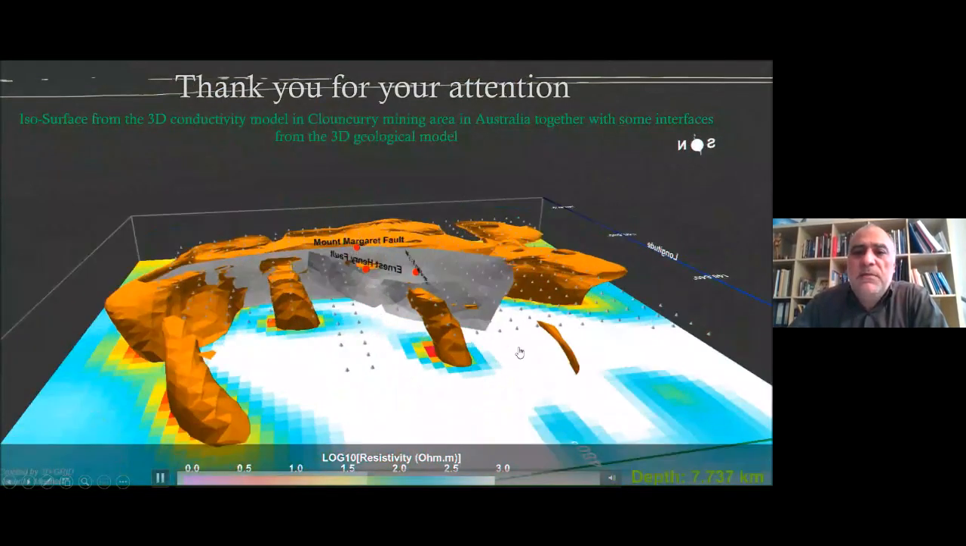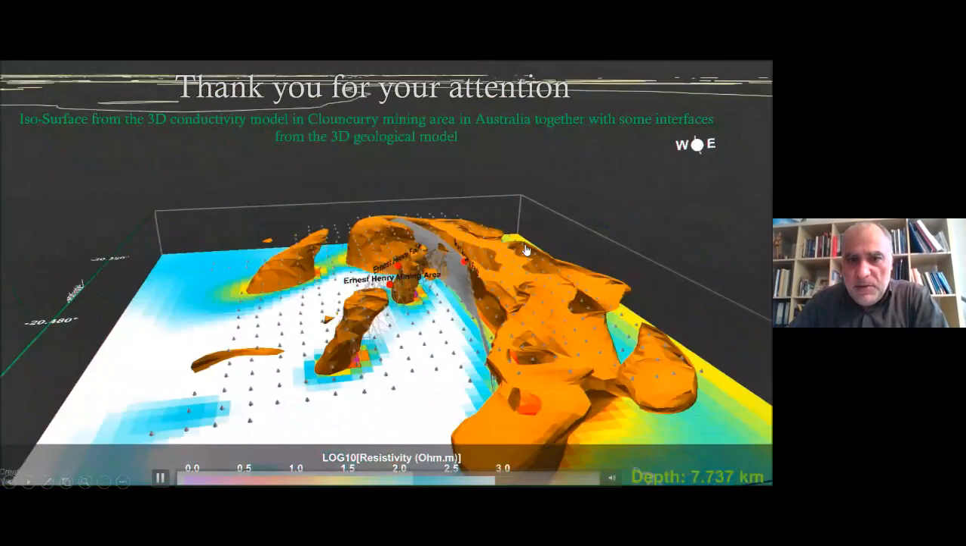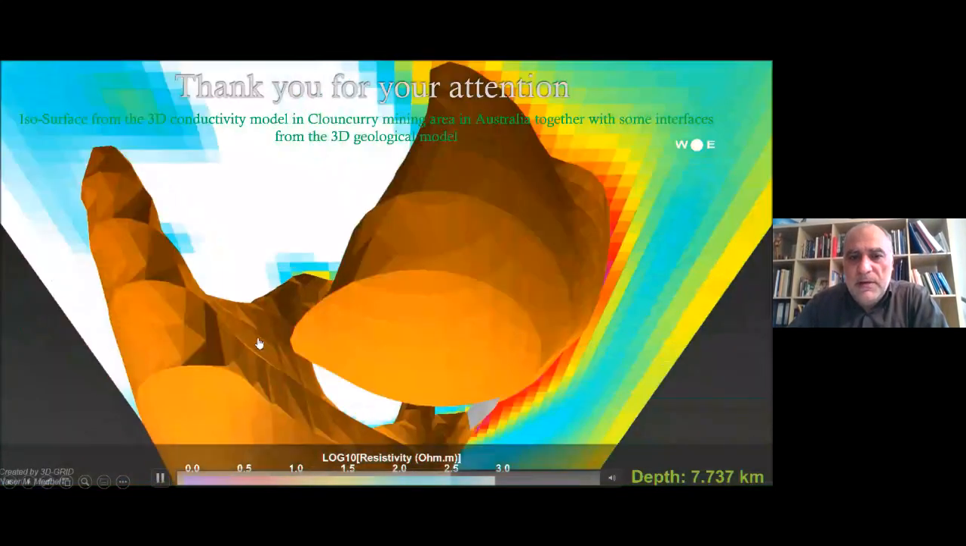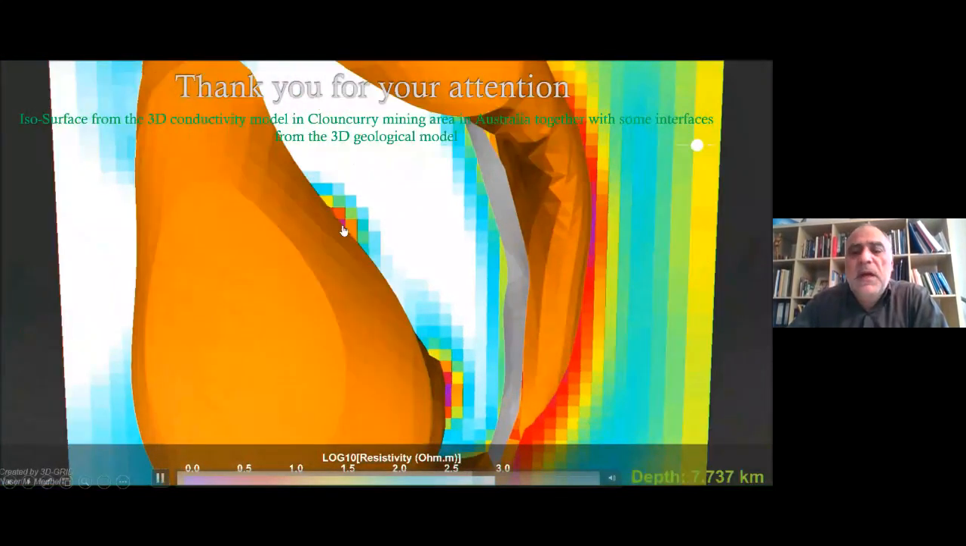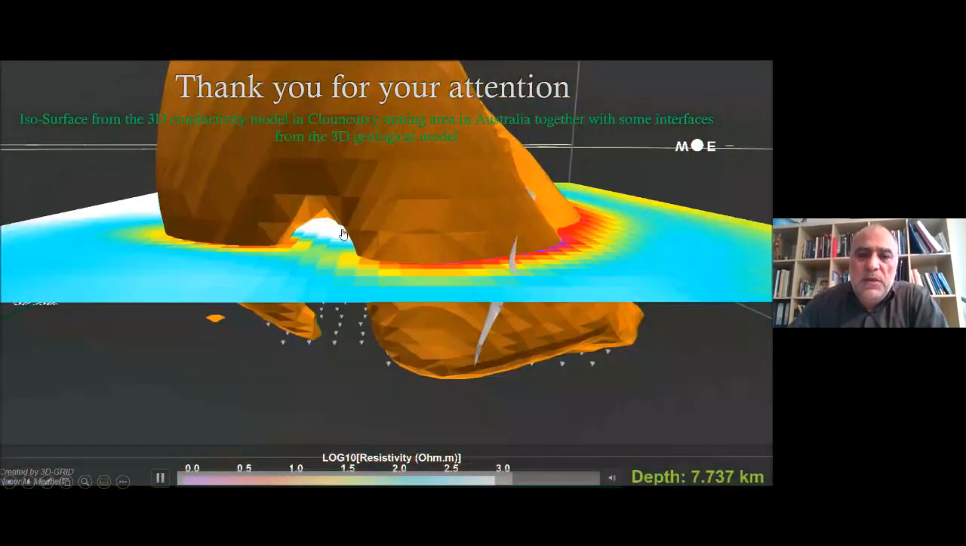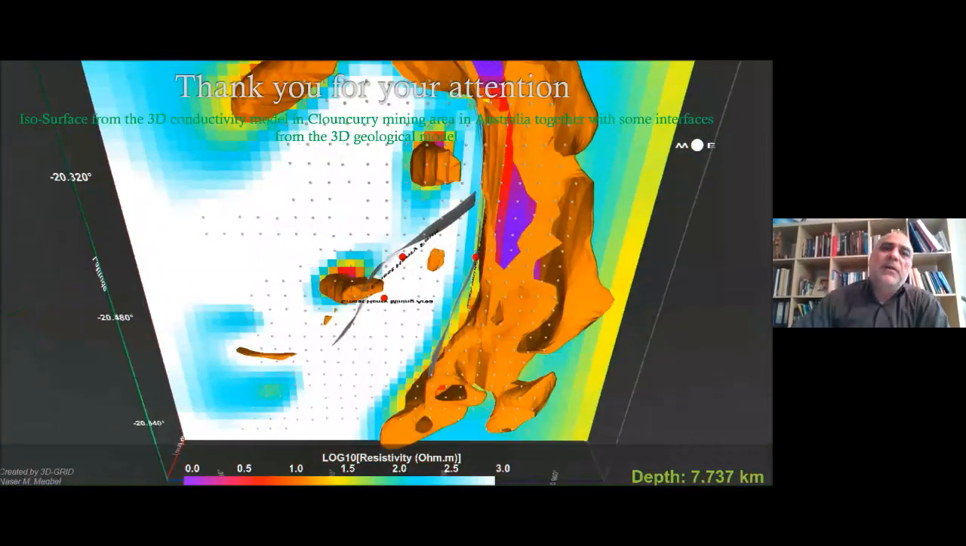Very nice correlation between geology and the electrical conductivity distribution. Also, this conductive anomaly is coming from the deeper part and ending toward the mining area. And as we saw in the magnetic anomaly, it is correlated with a high magnetic anomaly.